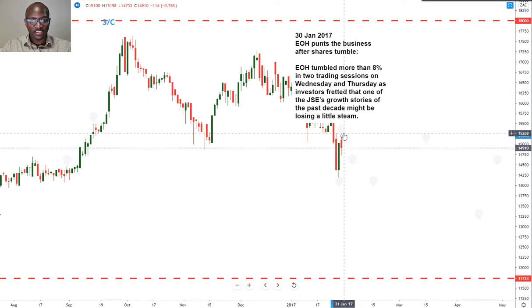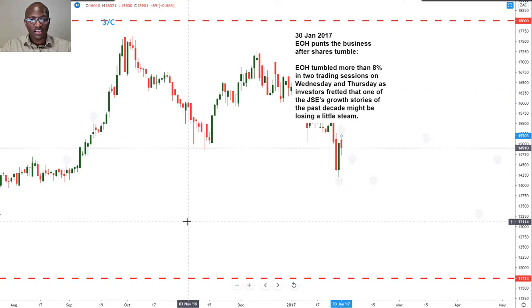And then on the next day, there was an article. Oh, no, this is the SENS announcement. Oh, no, this is an article. And the article had a headline, EOH punts the business after shares tumble. And quoting from that article, EOH tumbled more than 8% in 2 trading sessions on Wednesday and Thursday as investors fretted that one of the JSE's growth stories of the past decade might be losing a little steam.